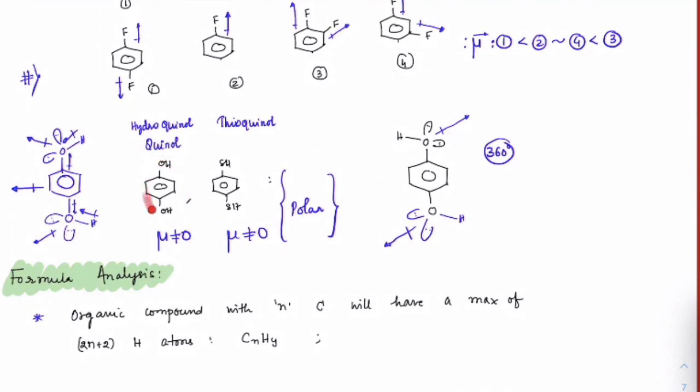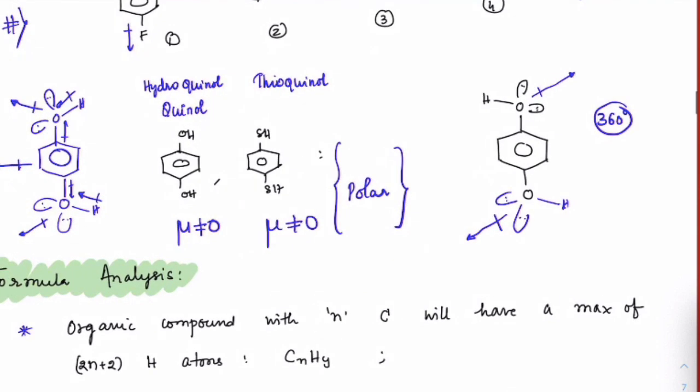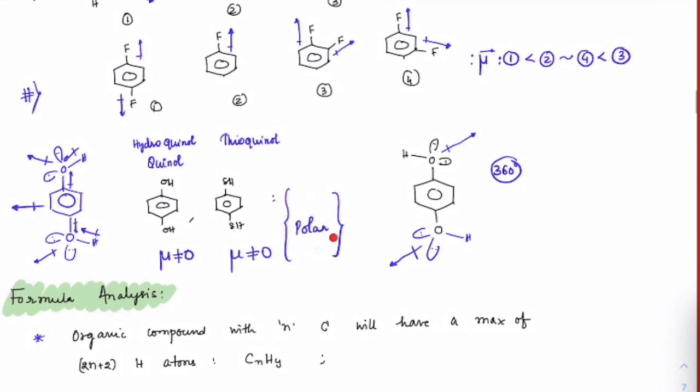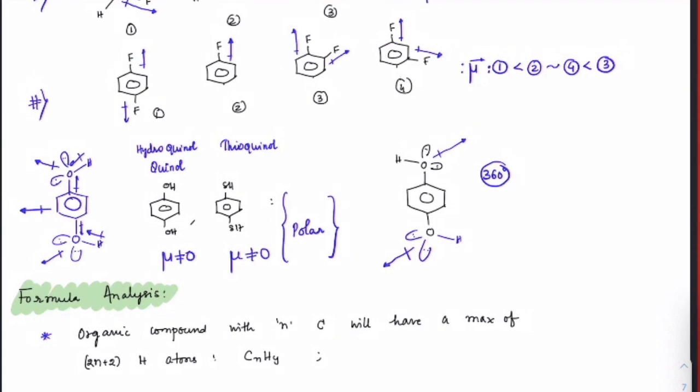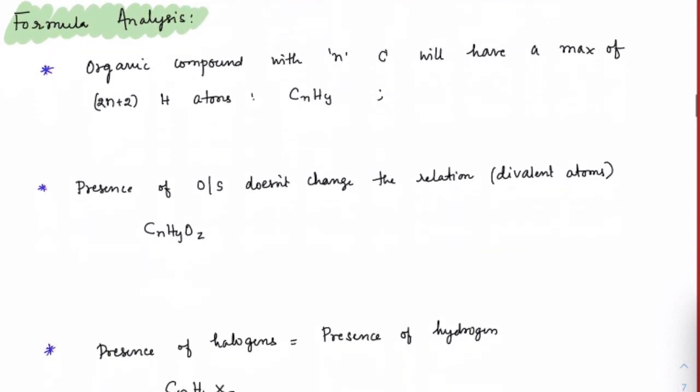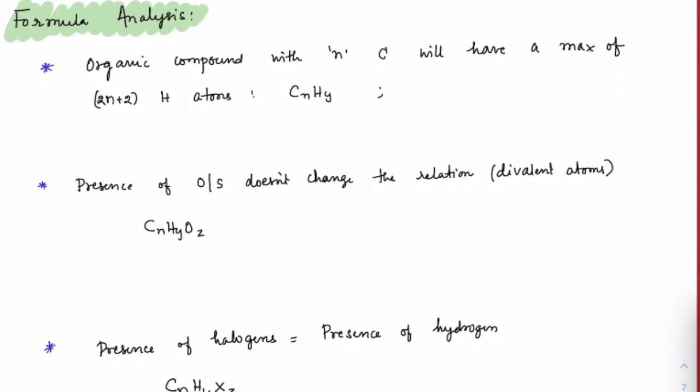One very important case we learned was hydroquinone, quinol or thioquinols, where the lone pair distribution gives them a certain dipole moment, and hence they show polar nature. Till this point we have studied. Now let us continue further with formula analysis.